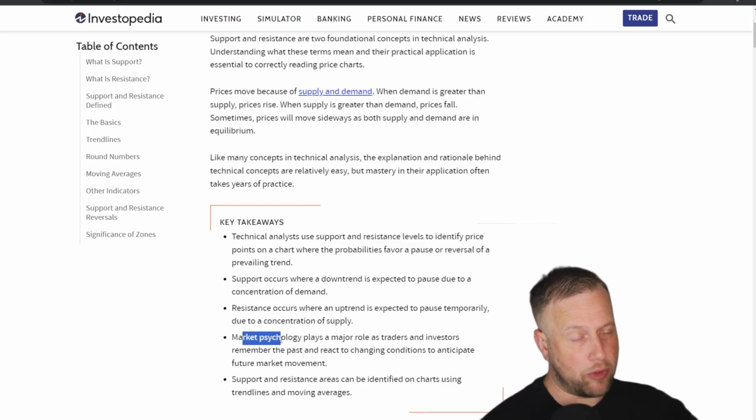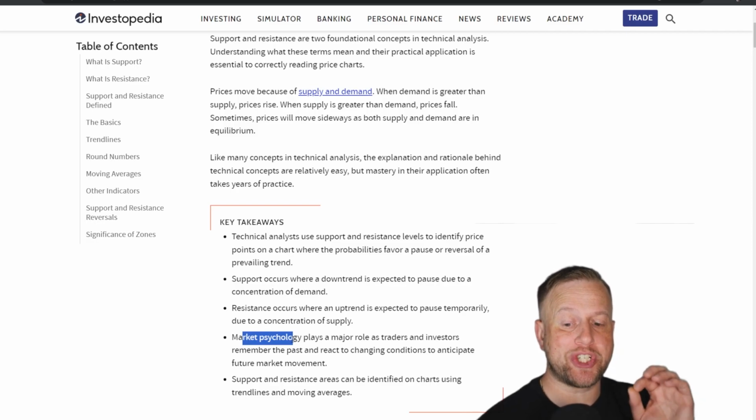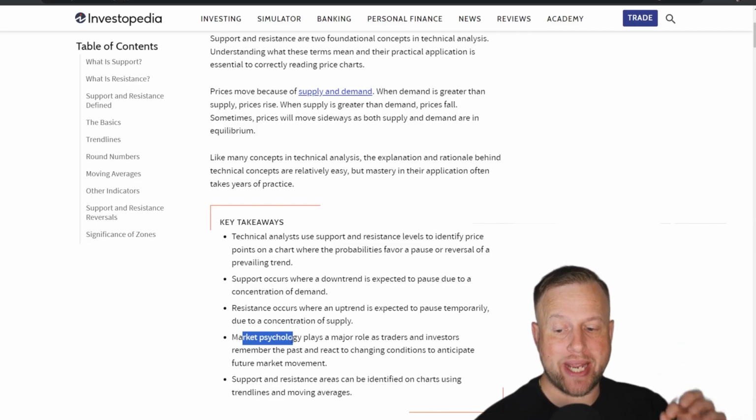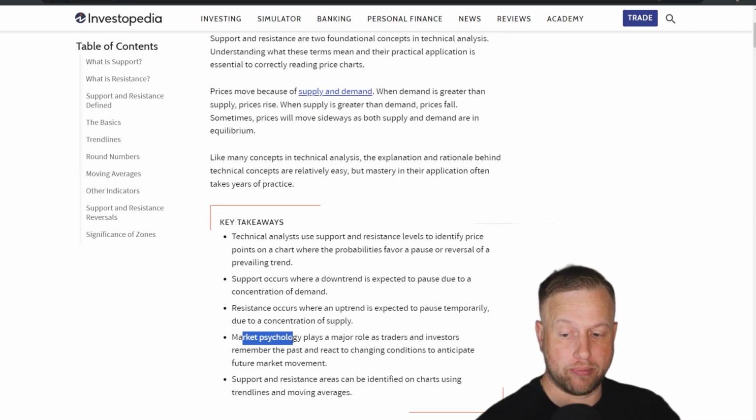So you've heard me talk about market psychology, but it plays a major role as traders and investors remember the past and react to changing conditions to anticipate future market movements. Now, I'm going to expand on that a little bit.